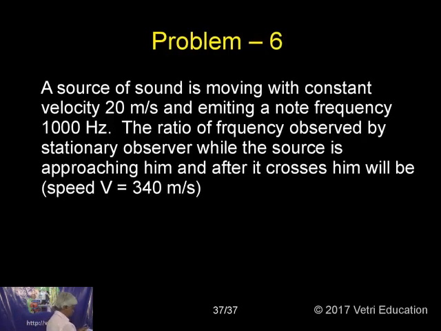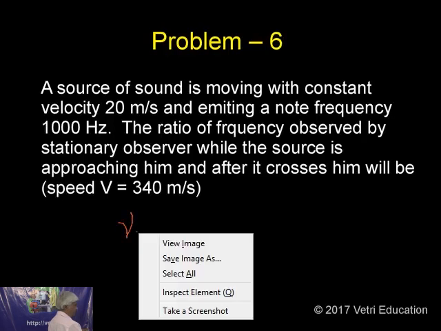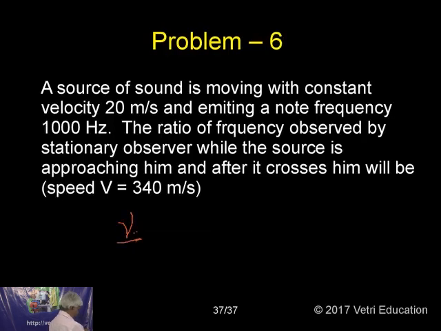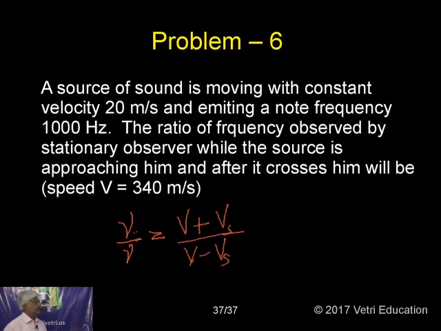Therefore, what is the frequency? So the frequency of the observer and the frequency of the source is equal to (V plus Vs) by (V minus Vs). Because the observer is at rest, the source sometimes approaches you and then goes beside you. When it comes very close, V plus Vs. When it moves away from this, V minus Vs.